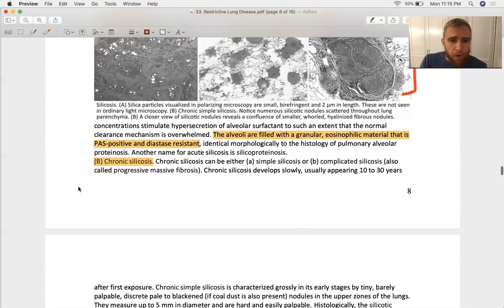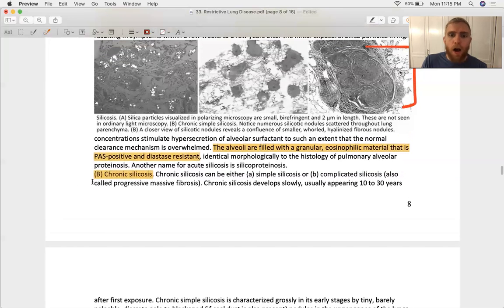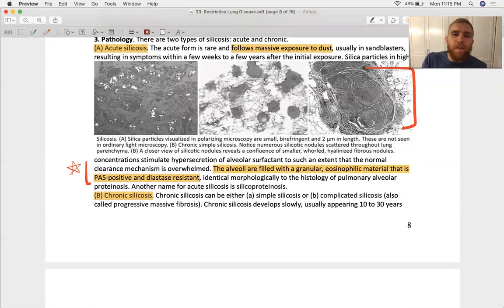Otherwise, it's going to be chronic silicosis, and it's going to take a while to present. Of note here in this paragraph is the alveoli are filled with a granular eosinophilic material that is PAS positive and diastase resistant. So it's dry, but remember it because it will sure help you differentiate from other dust conditions. And also for silicosis, the fact that it's eosinophilic is really cool because every other pneumoconiosis tends to be pretty darkly pigmented.